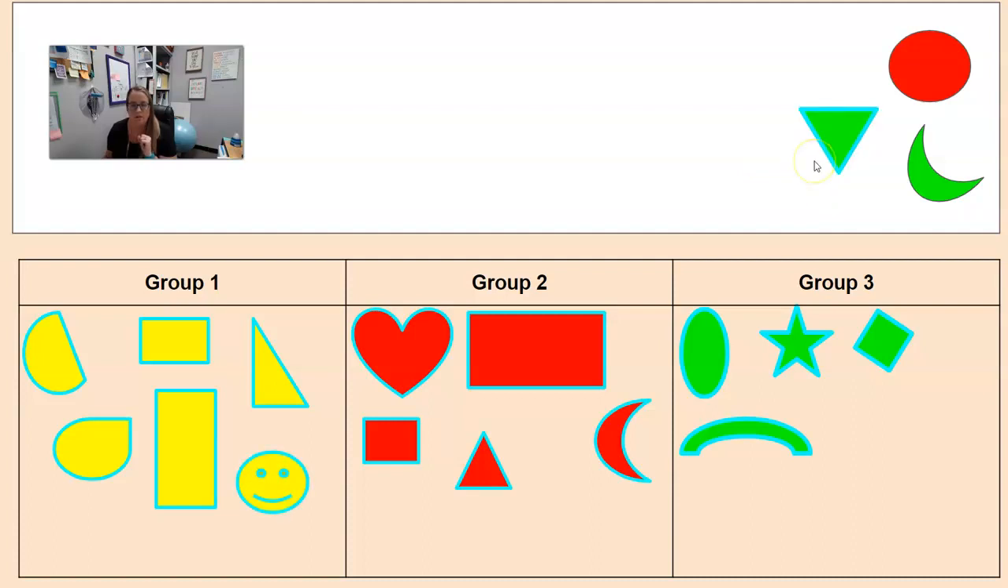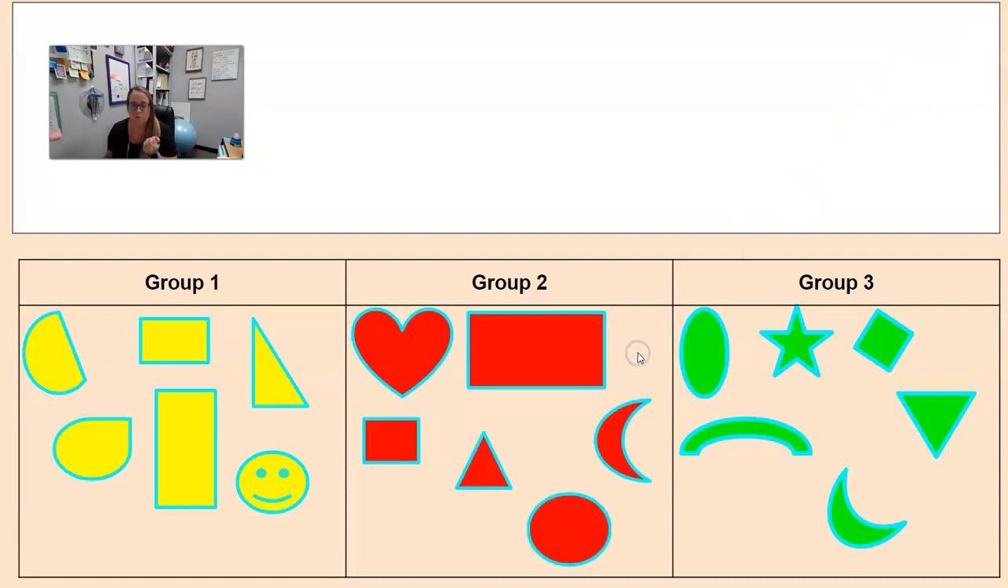What about my green triangle? 1, 2, or 3? I'm going to say 3. What about my green moon? Where's it going to go? 1, 2, or 3? All right, you're right. It's going to group 3. What about my red circle? Where's it going to go? Yep, that's right. It's going over here in group 2.